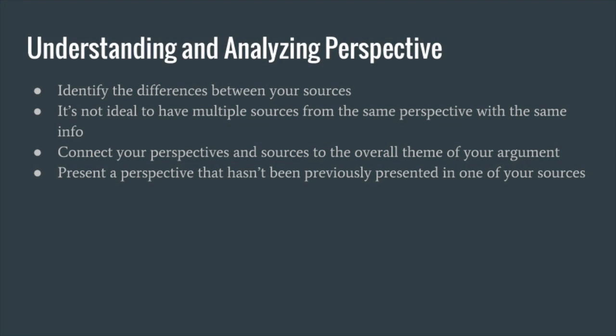Moving on to the next category, which is understanding and analyzing perspective. This category asks you to identify the difference between your sources. You should probably grab sources that have 2 separate perspectives on the issue. You also must connect your perspectives and sources to a theme that is present in your argument. You also must add a perspective that hasn't been previously represented by either of your sources. This may be your own perspective or it may not.